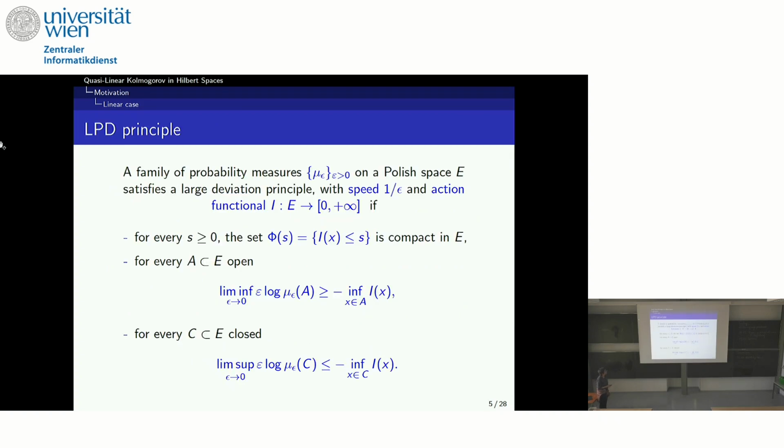Okay, so I recall what a large deviation principle is. If you take a family of probability measures in a Polish space E, then you say that this family satisfies a large deviation principle of a certain speed, 1 over epsilon, and with respect to a certain action functional that is defined on E and takes values in [0, plus infinity], if the level sets are compact in E, and if these two conditions are fulfilled simultaneously.